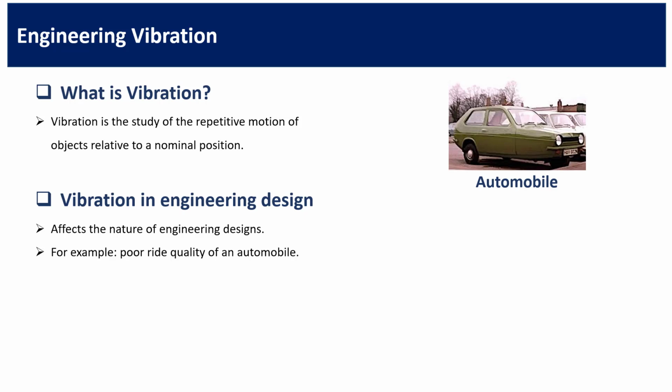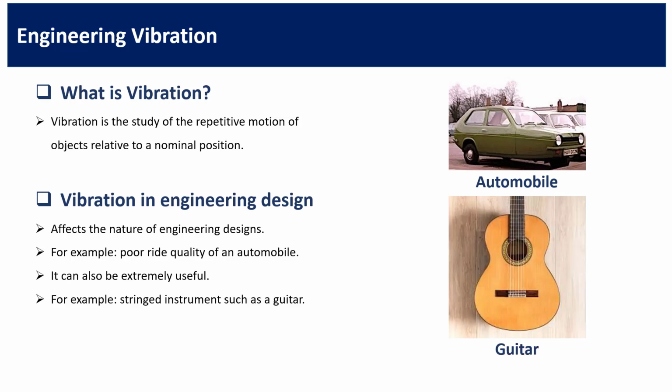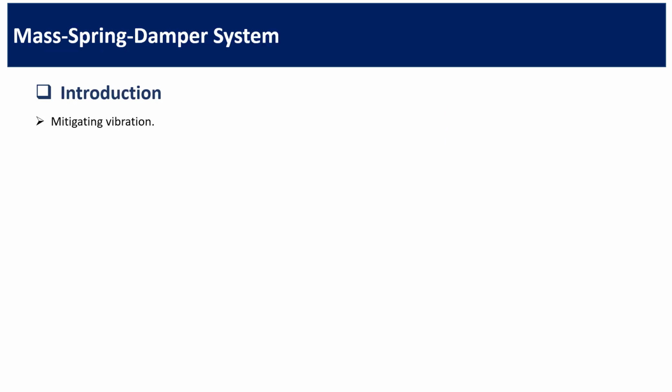For example, the poor ride quality of an automobile or motorcycle due to unwanted excessive vibration. When harmful, vibration should be avoided, but it can also be extremely useful. For example, in the case of music, vibration, say of a string instrument such as a guitar, are desirable. In either case, knowledge about vibration, how to analyze, measure, and control it is beneficial.